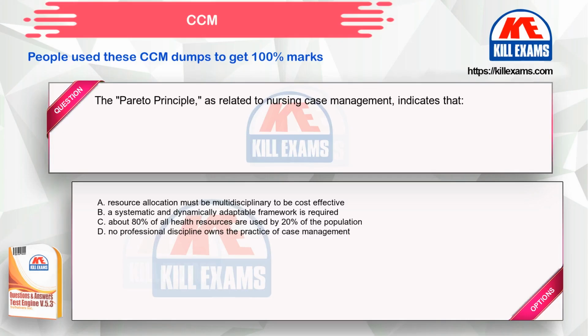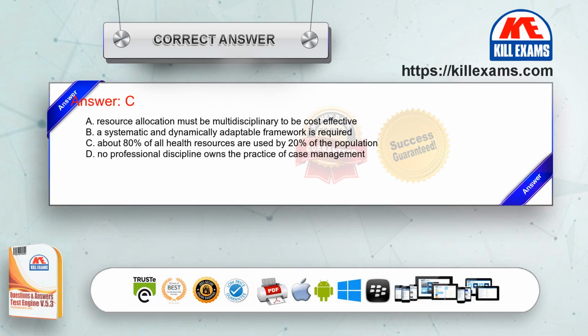The Pareto principle, as related to nursing case management, indicates that: A. Resource allocation must be multidisciplinary to be cost-effective. B. A systematic and dynamically adaptable framework is required. C. About 80% of all health resources are used by 20% of the population. D. No professional discipline owns the practice of case management. The correct answer is option C.